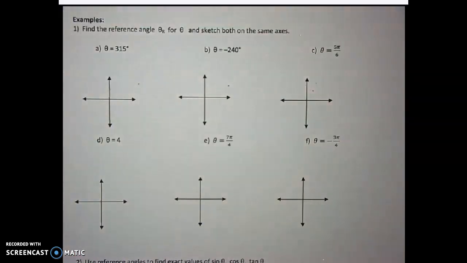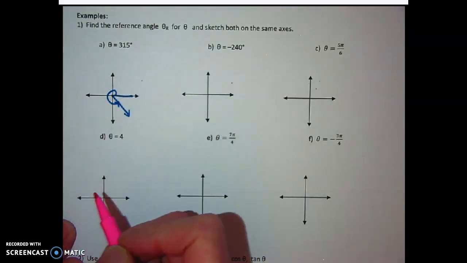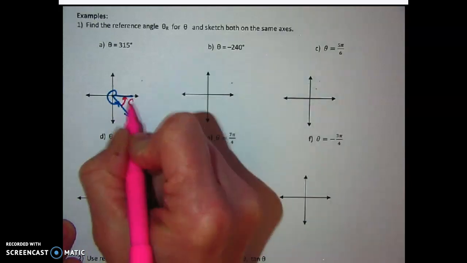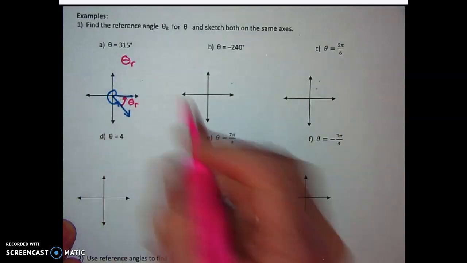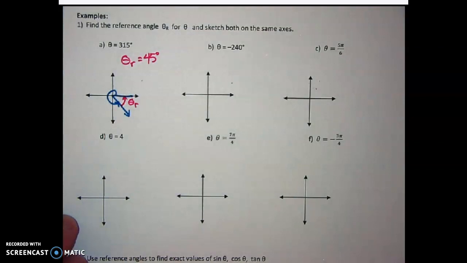First of all, I want you to go ahead and pause the video and draw a 315-degree angle. Where would that be? If you think about this, it's 45 degrees away from being a complete circle. So we've just actually answered two questions. How far away is that from the x-axis? I just need to go that little bit farther for my theta sub r. How far off of the x-axis is that? It's 45 degrees. So that's my reference angle.